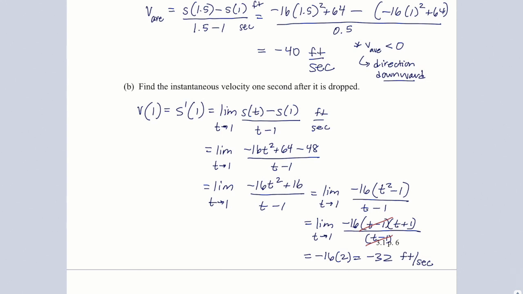A half second is a pretty long time interval, so we wouldn't expect these to be close to the same. But if one was like negative 1 feet per second and one was negative 32 feet per second, we might think maybe there was an error somewhere.